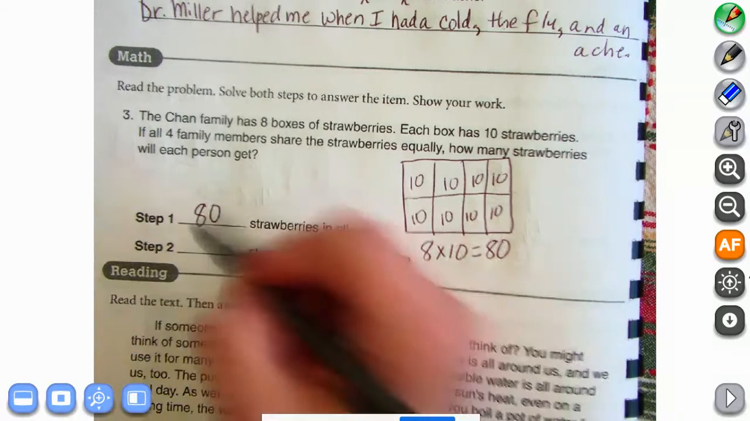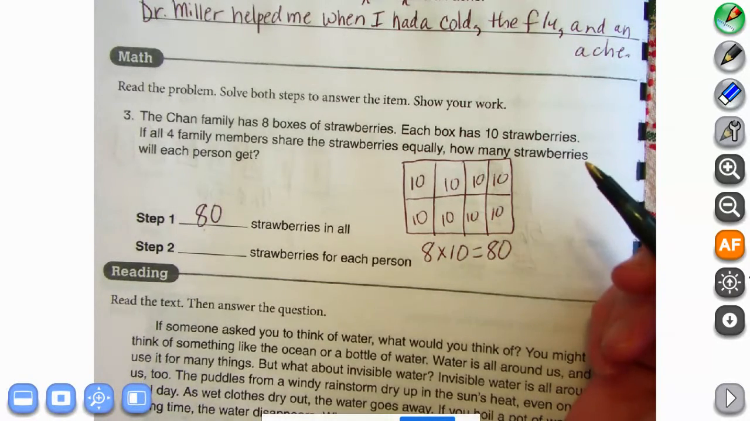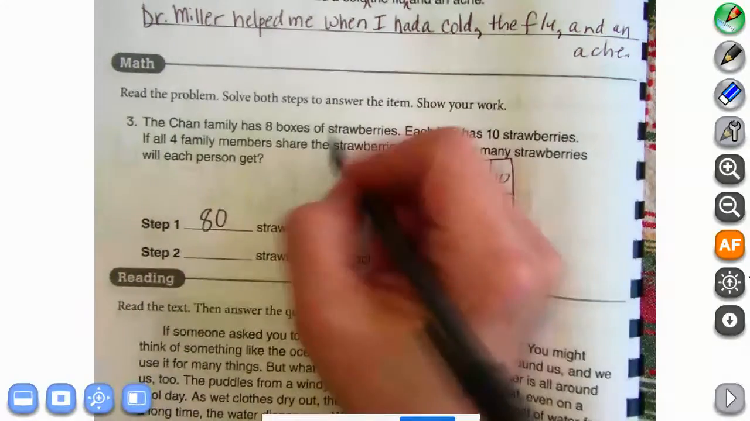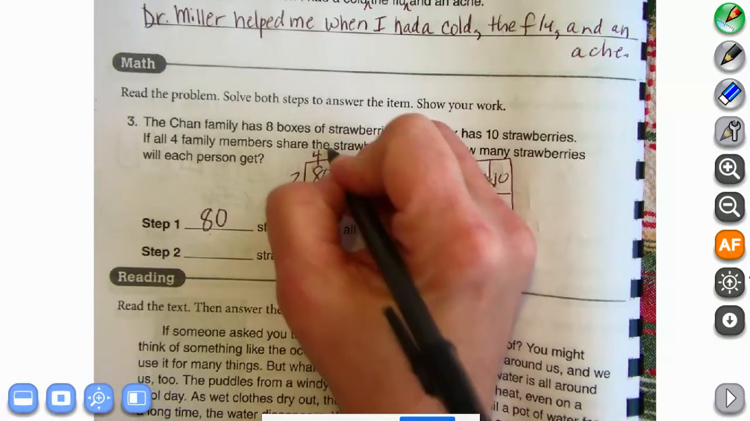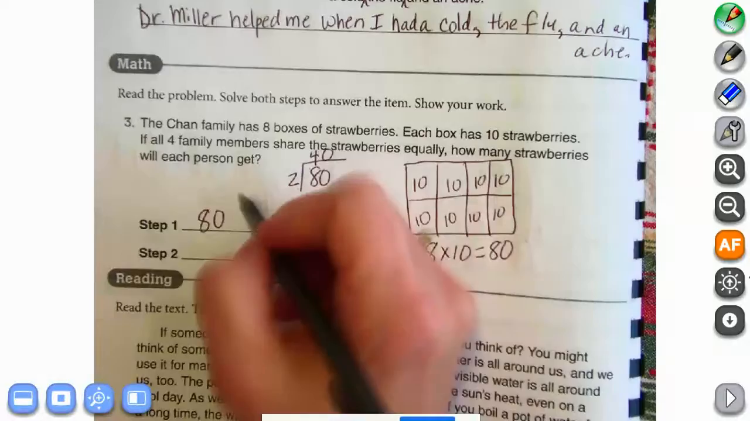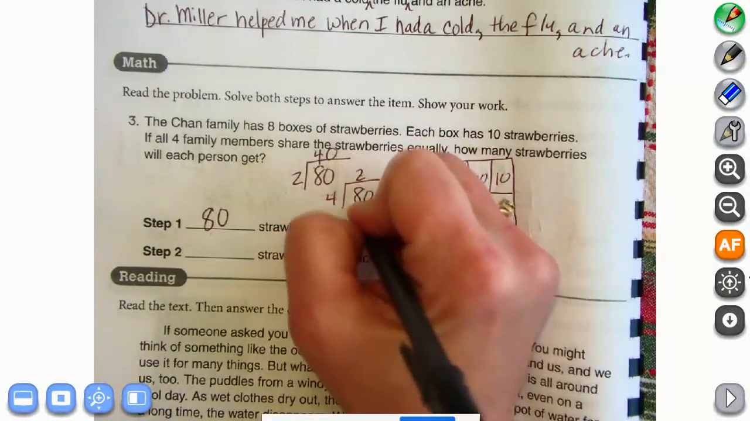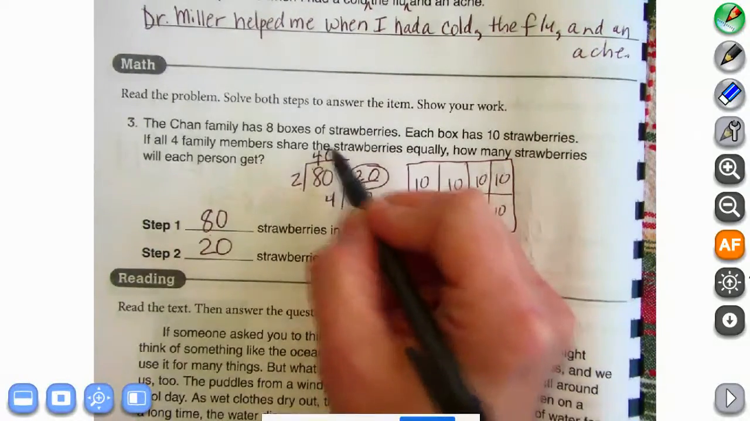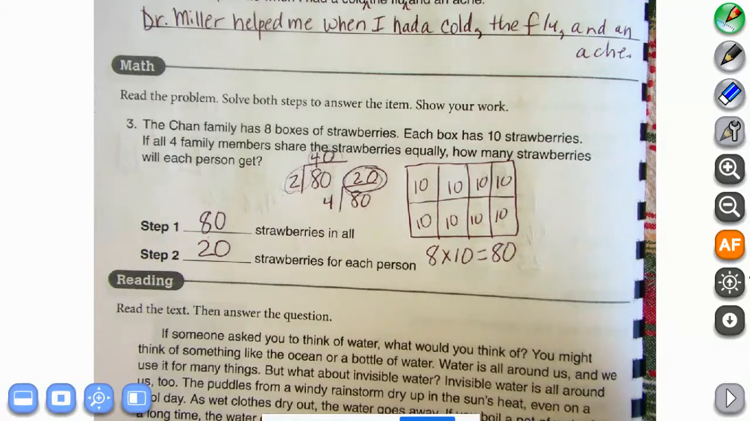Okay. Then it says, if all 4 family members share the strawberries equally, how many strawberries will each person get? All right. Well, because there's an 8, I have to think about what numbers I use to get to 8. Well, 1 times 8 is 8. 2 times 4 is 8. So I have a 2 in there. I wonder if I could do the 2 divided by that. So 80 divided by 2. And 2 goes in there 4 times. You get 40. So that's for 2 people. Okay. If I do 4 people, then I can do 80 divided by 4, and that will mean 2 times 4 is 8, and then 0 times 4 is 0. So how much will each person get? Each person will get 20. Now we can't take this one because that's only 2 people. So unless we break that in half again, that's not the correct answer. We have to break it down by 4 people.